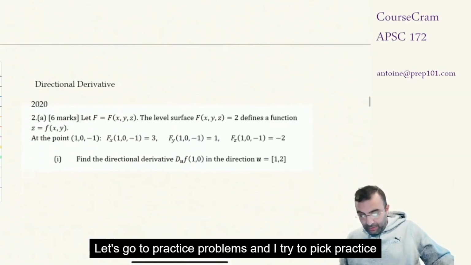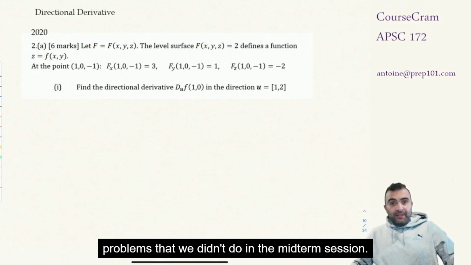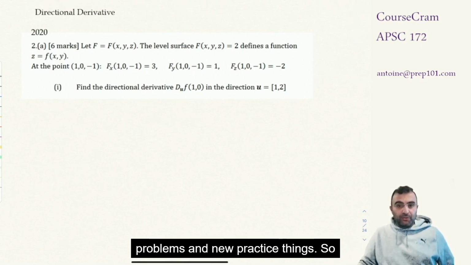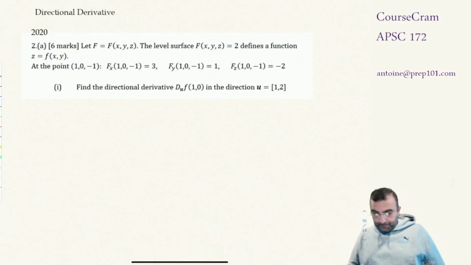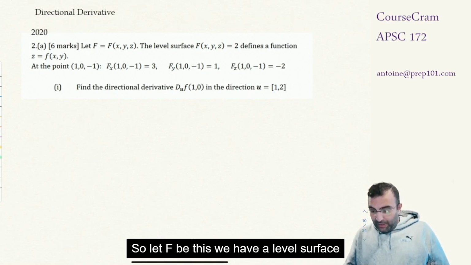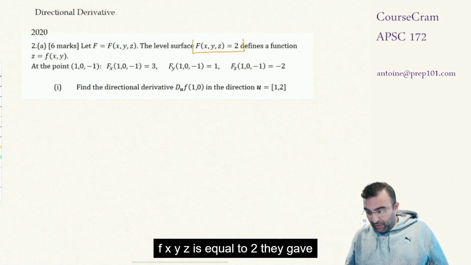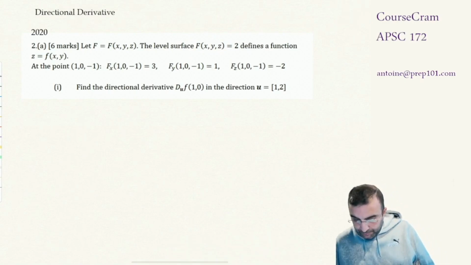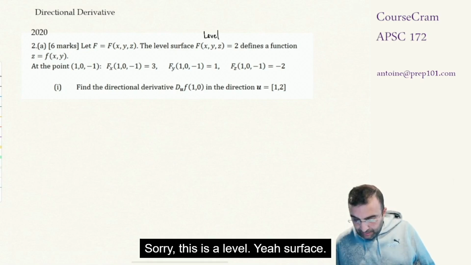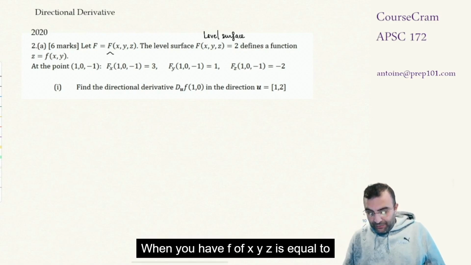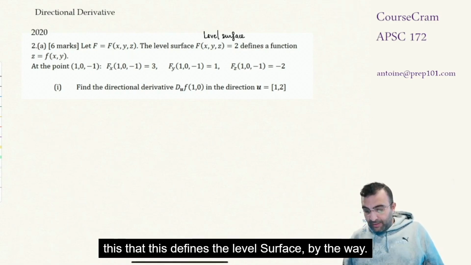Let's go to practice problems, and I tried to pick practice problems that we didn't do in the midterm session, so you get a new set of problems and new practice. This is from the final of 2020. So let f be this. We have a level surface f(x, y, z) equal to 2. They gave us this. When you have f of x, y, z equal to this, that defines a level surface.